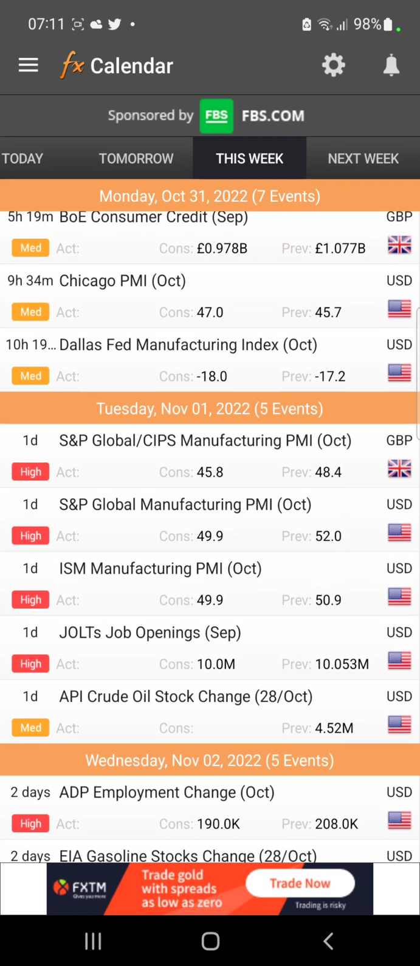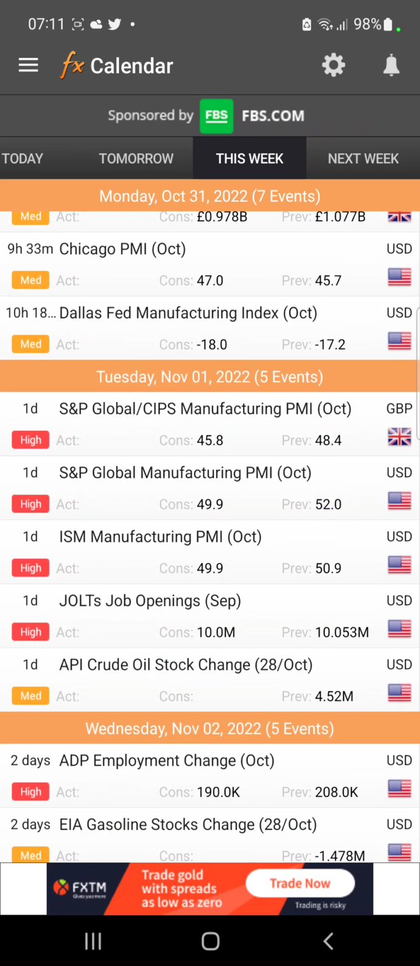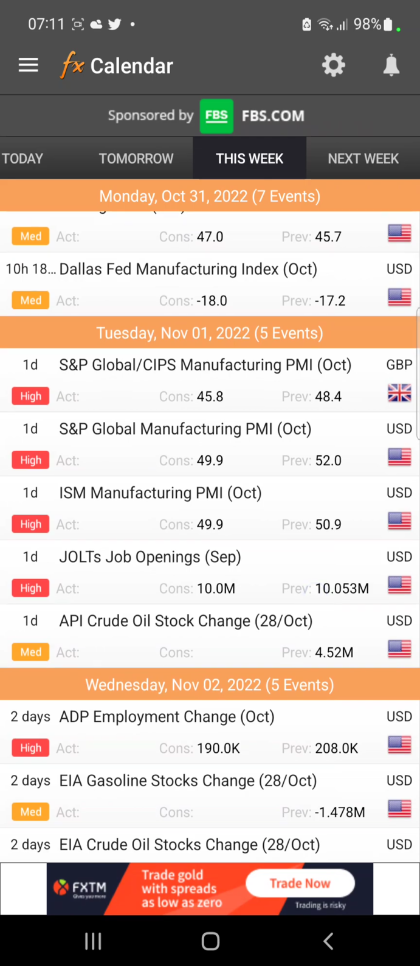Whenever the PMI is weaker than the previous, then it's bad for the currency. So if the previous one was 50.9, if you get the current one below that, then that weakens USD. Stronger than that, bigger than that, then strengthen USD. Tomorrow, some bit of news, but not that much.